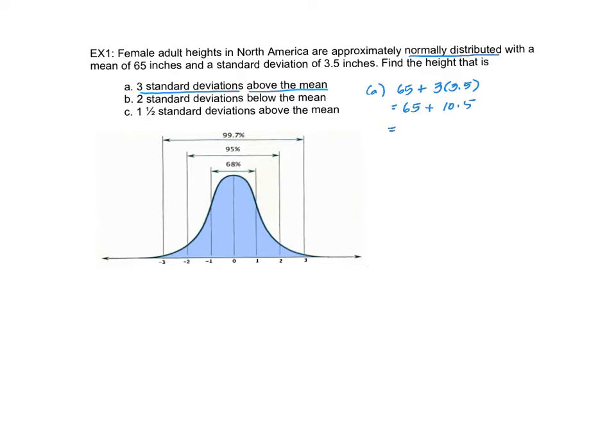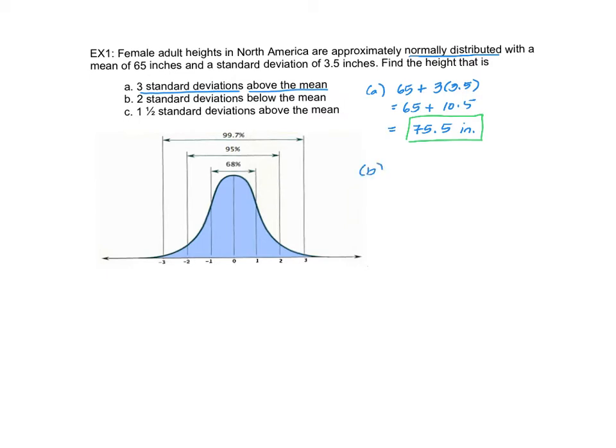And then 75.5 would be the answer, but remember we're looking at a height, so you do have to add on the units. In this case, they're inches. So the height that is 3 standard deviations above the mean is a height of 75.5 inches.